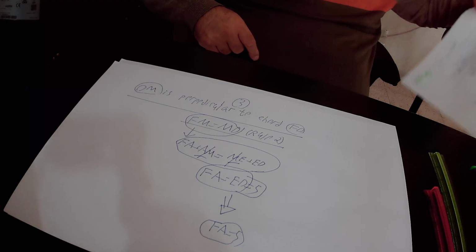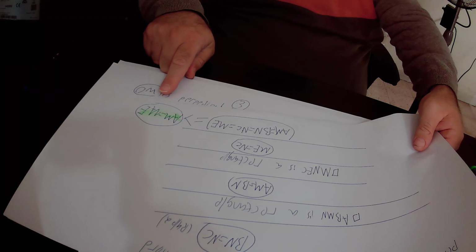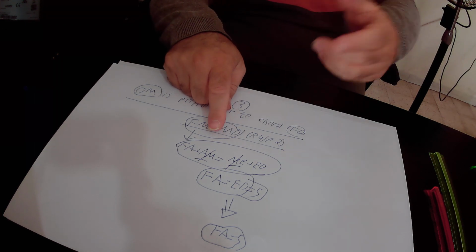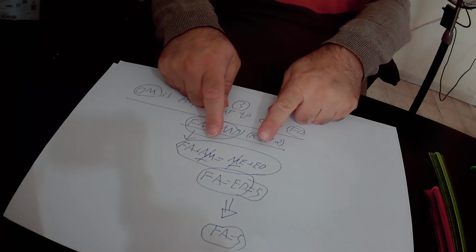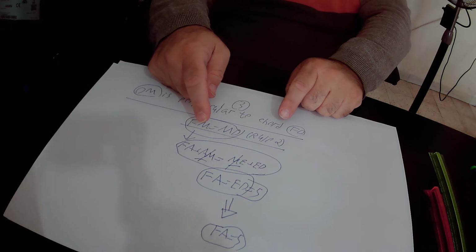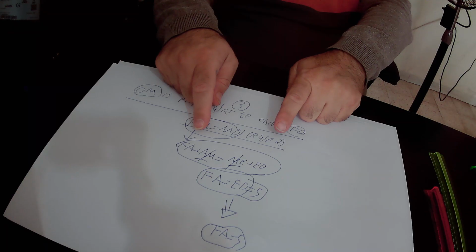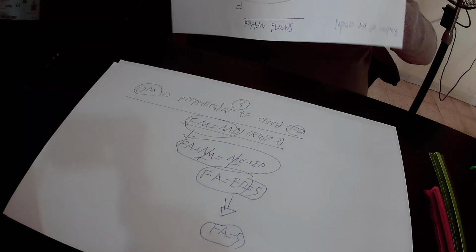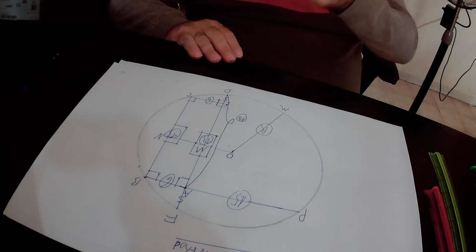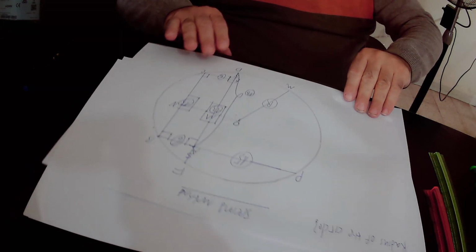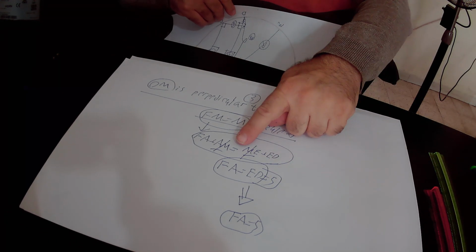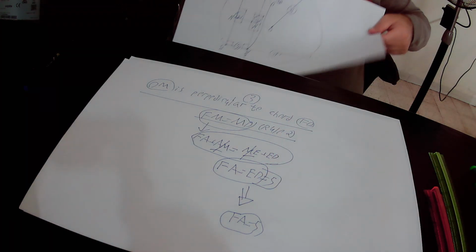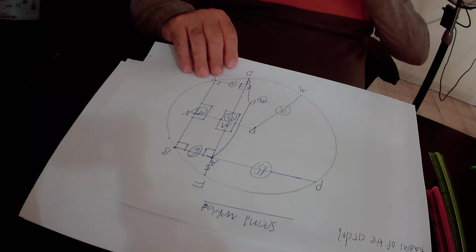But we have already found out that AM equals ME. And because those two line segments are equal to each other, we can cancel them out of the equation. So we are left only with FA that is equal to ED. FA equals ED. But we have already found out that ED equals 5 units. So we can write here that ED equals 5 units. And from this equation FA equals ED equals 5, we derive that FA equals 5 units.